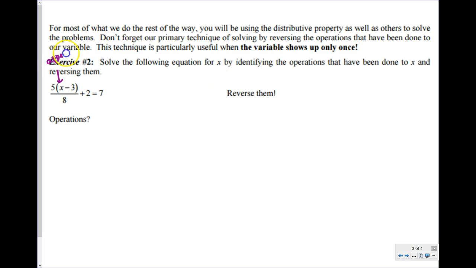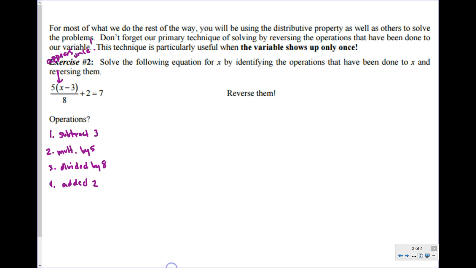So exercise 2 says solve the following equation for x by identifying the operations that have been done to x and reversing them. So let's list the operations. The first operation that's done, let's look in the parentheses, is we subtracted 3. The second operation was we took that and then multiplied it by 5. After that, let's take a look at the division. We divided it by 8. Then finally, as the fourth step, we added 2.